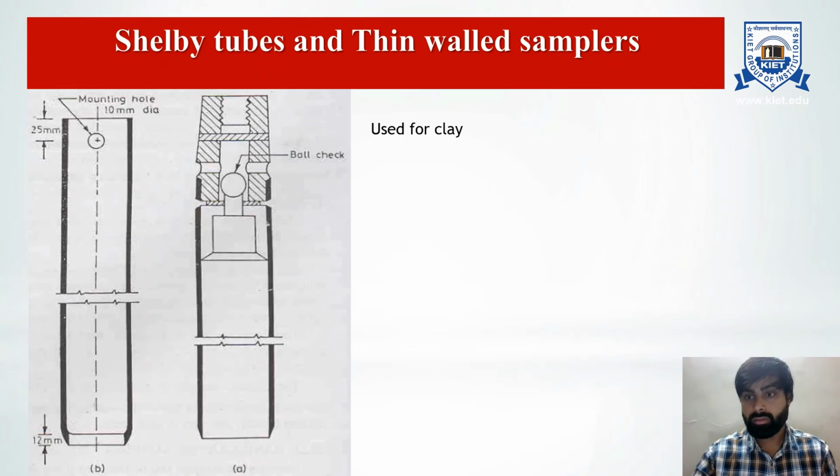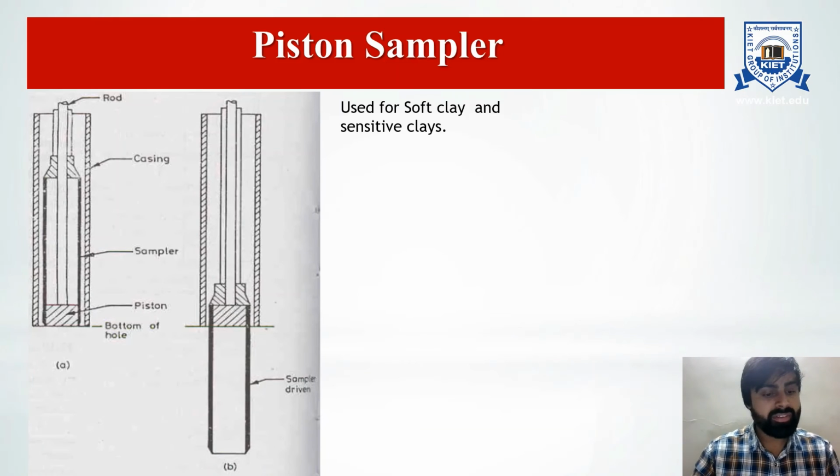Next is the piston sampler. The piston sampler is also used to take undisturbed soil samples. A piston sampler consists of a thin wall tube with a piston inside. The piston keeps the lower end of the sampling tube closed when the sampler is lowered to the bottom of the hole. After the sampler has been lowered to the desired depth, the piston is prevented from moving downward by a suitable arrangement, which differs in different types of piston sampler. The thin tube sampler is pushed past the piston to obtain the sample.